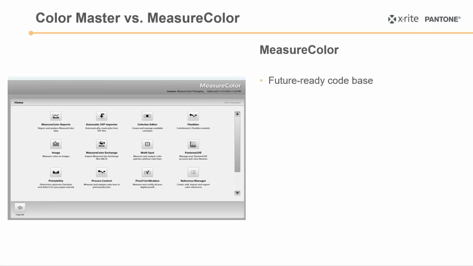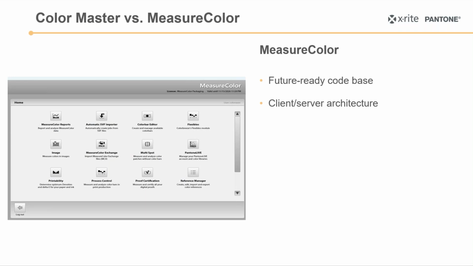So now you're probably wondering, well, how is MeasureColor different from that? First and foremost, MeasureColor is future ready with its code base. It's built upon code technologies that are still at the forefront of development these days and give us a long runway ahead to continue to develop and improve the product. It's also natively a client-server architecture, meaning the way MeasureColor works, you install a server application inside your network under your control, and that's where all your color targets reside, where all your settings reside.